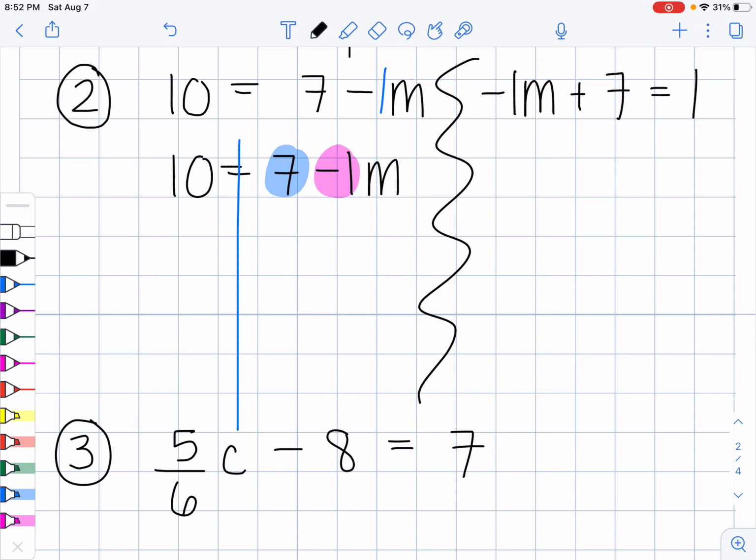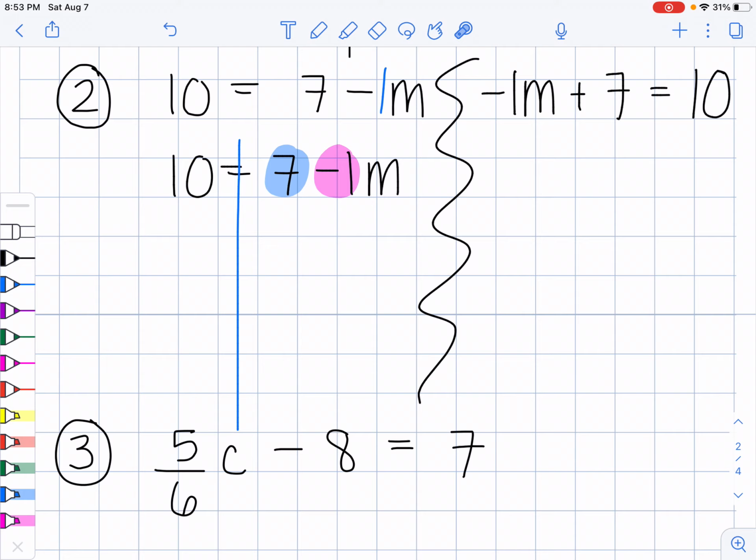Now you might ask me how I did that. I can switch the order of things that I add, because think about it, 1 plus 2 is 3 and 2 plus 1 is also 3. I can change the order on how I add things and it doesn't change my answer. So I flipped these around.